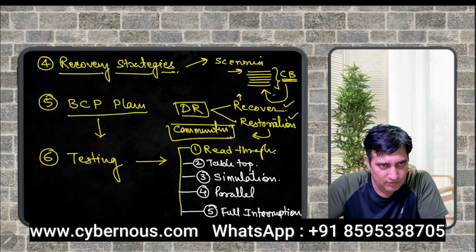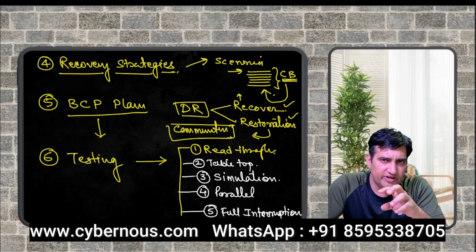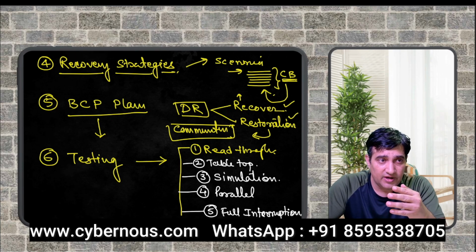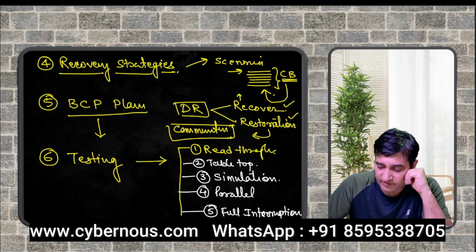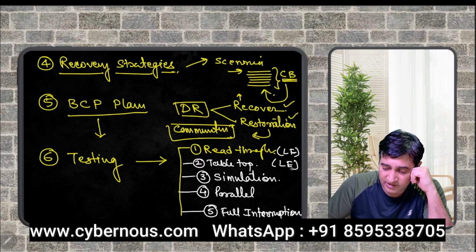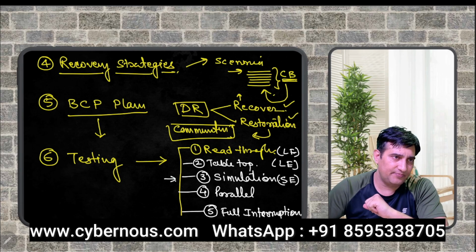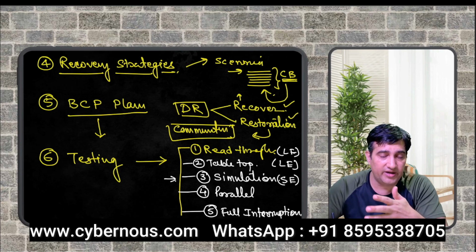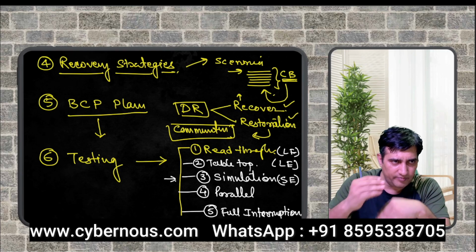So if in the exam you get a question which asks which kind of test has very high effectiveness and, at the same time, a very minimal chance of interruption, what will you do? The read-through test is less effective, this one is somewhat effective, intermediate I would say, but there is no risk of interruption, so you can go with simulation as well. If they ask what is the most effective way of testing the business continuity plan, it is full interruption, right? So you have to make that kind of judgment.